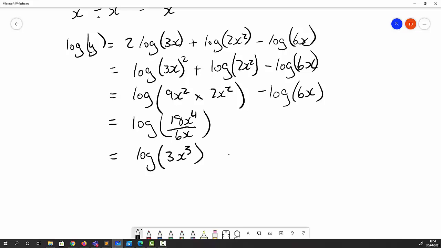Right, and now this is a bit of a magical moment because I've got log y is equal to log of 3x cubed. So that means that I can take anti-logs of both sides, or the inverse operation, or whatever you've learnt at school. We can say that y is equal to 3x cubed.